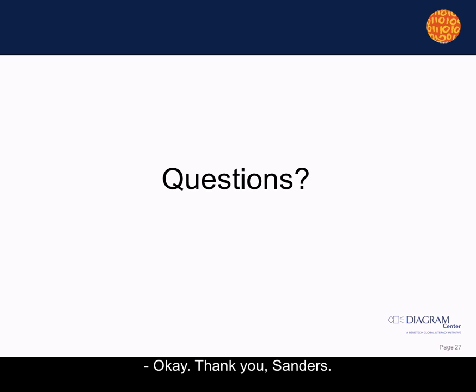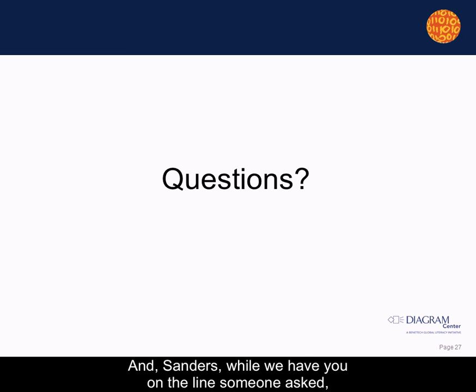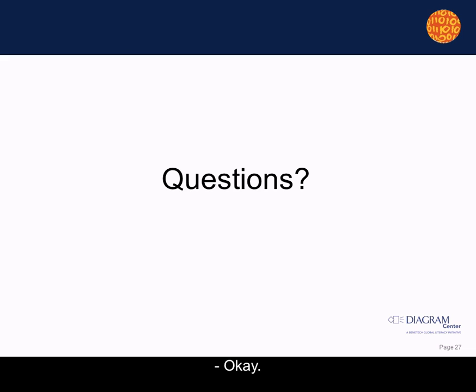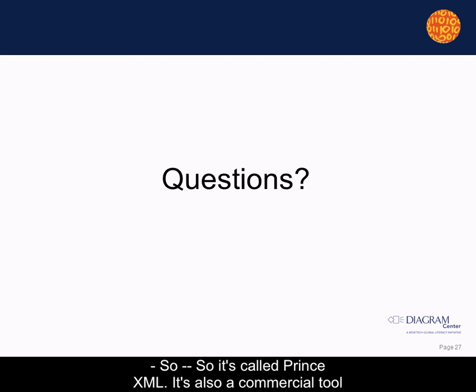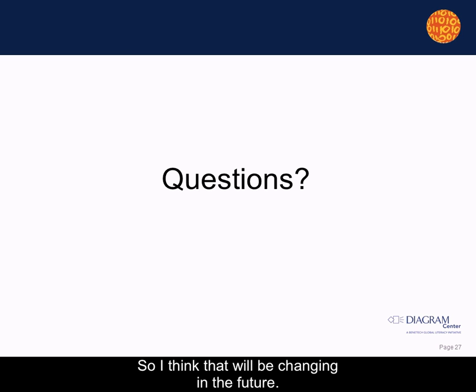Okay, thank you, Sanders. And while we have you on the line, someone asked what was the name of the tool you mentioned that was an alternative to Antenna House that can be used to convert HTML5 into printable PDF? Sure, the tool is called Prince. That's like the son of a king, Prince. I'm going to paste the URL in the chat for you all. So it's called Prince XML. It's also a commercial tool. Right now, there aren't a lot of open source tools that can produce professional PDF from HTML and CSS, but there are a lot of open source development projects around that very task, so I hope that will be changing in the future.